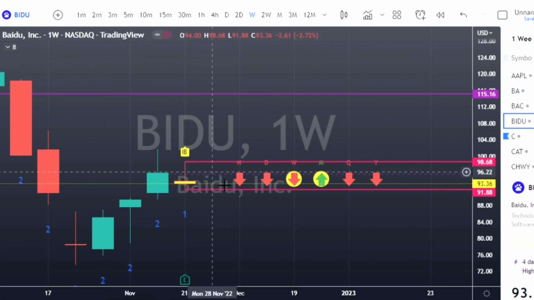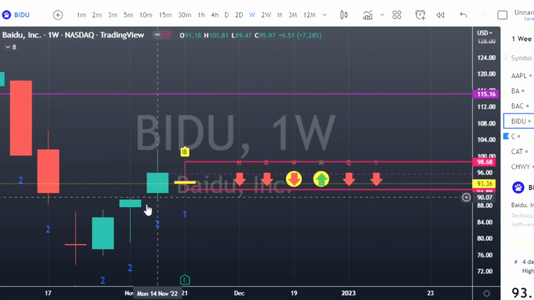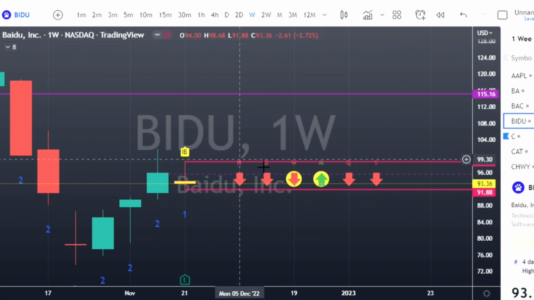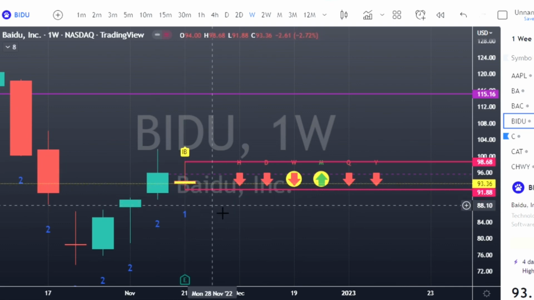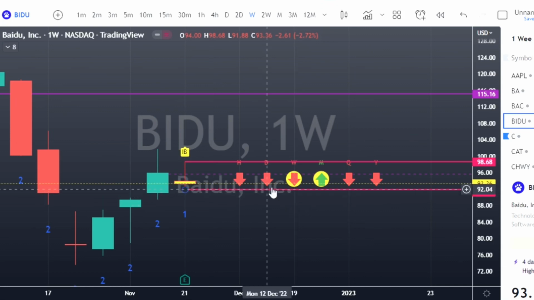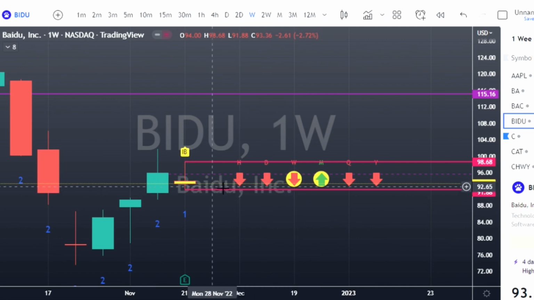Okay, BIDU inside bar as well. There was a ton of these on the day trade setup that I put out every single day for you guys for Monday. A ton of inside bars. There's a bunch of them on the weekly, and a lot of them are 1-and-1 with each other. So there's inside bars on the day, there's inside bars on the week. So BIDU inside bar on the week, we look for calls at 98.68, puts at 91.82.